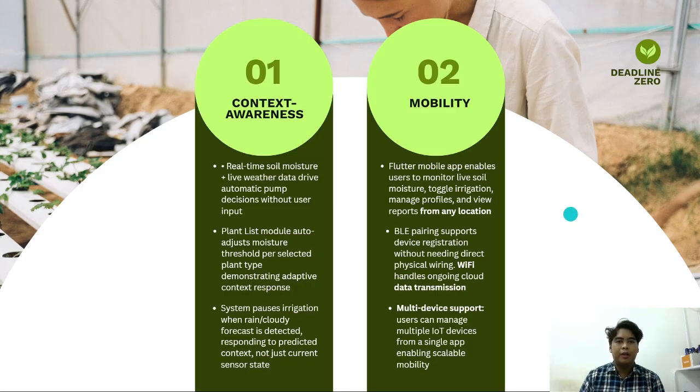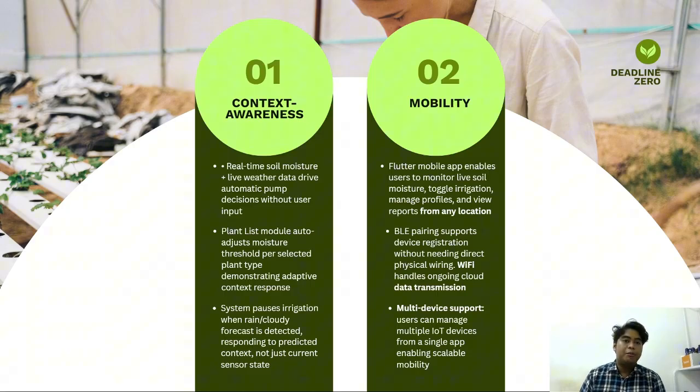First is the context awareness. The system performs strongly. This is because it does not depend only on fixed watering schedules. Instead, it uses real-time soil moisture data, live weather information, and plant-specific threshold to decide whether irrigation is needed. For example, if the soil is dry but the weather forecast shows rain or cloudy condition, the system can pause the irrigation. This shows that the system responds to the actual environment and not only the manual user input.